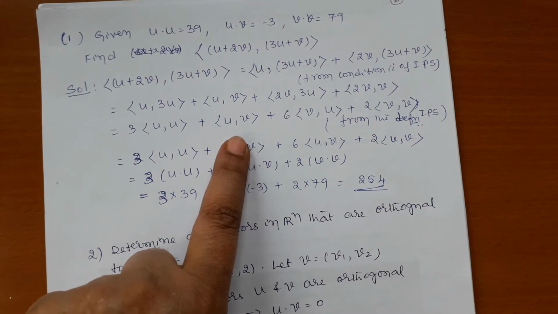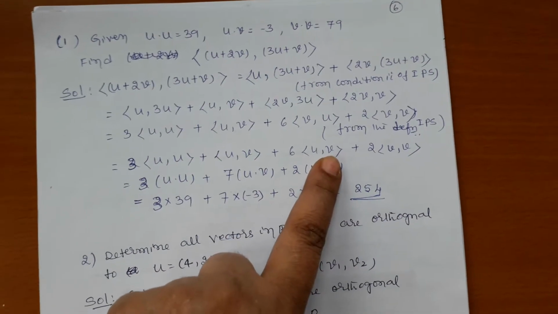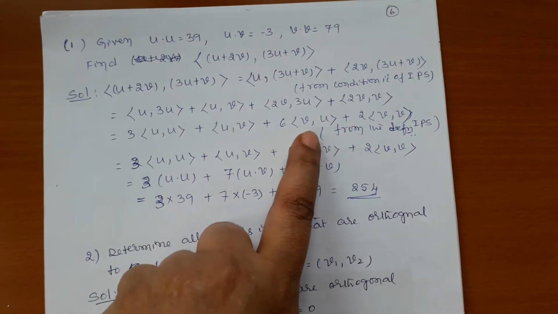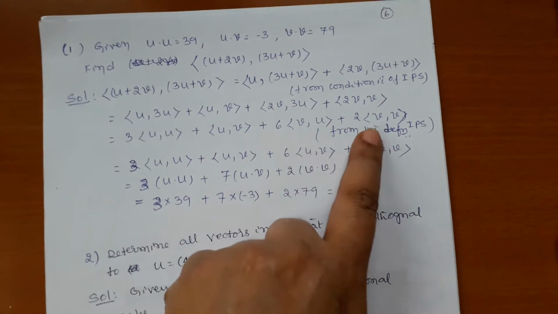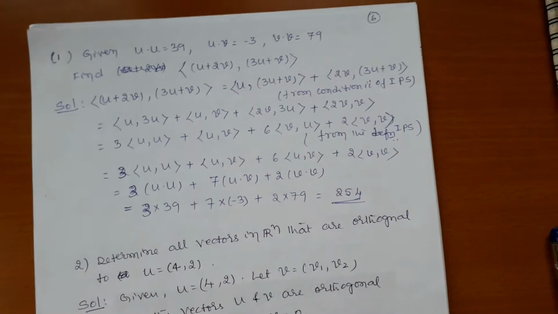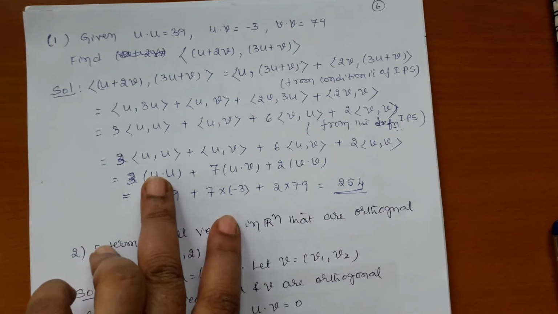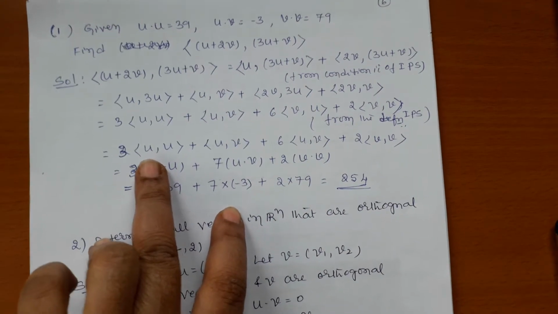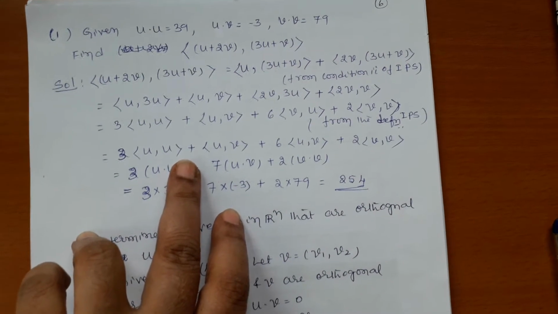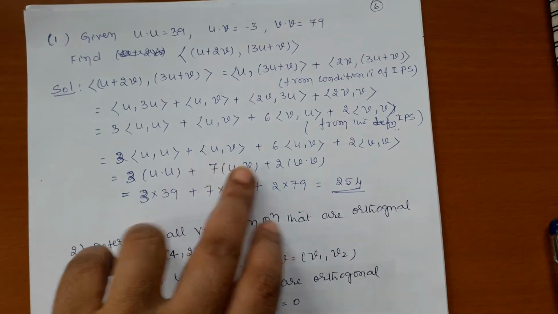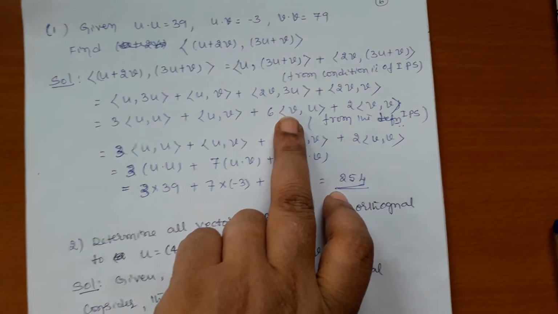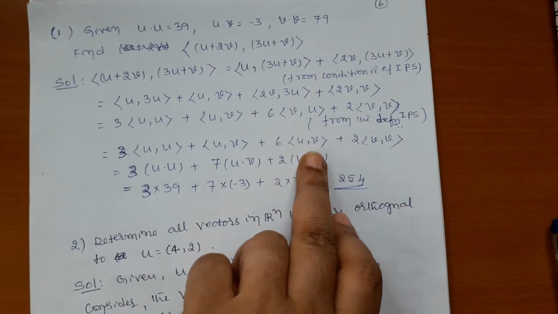This is inner product of u comma v only. This is nothing but 2 also taken out and 3 also taken out: 3 twos are 6 inner product of v comma u, plus 2 into inner product of v comma v. These are written from the definition or conditions of IPS, meaning inner product space. Now 3 into inner product of u comma u, then you know that inner product of u comma v; then from the symmetry in the definition of inner product space, v comma u can be written as u comma v.